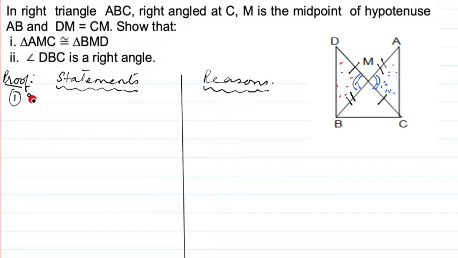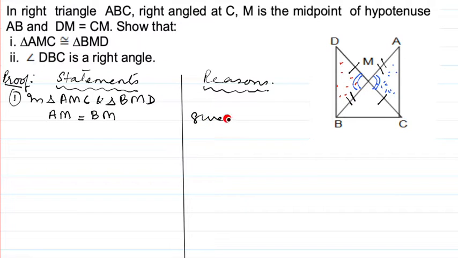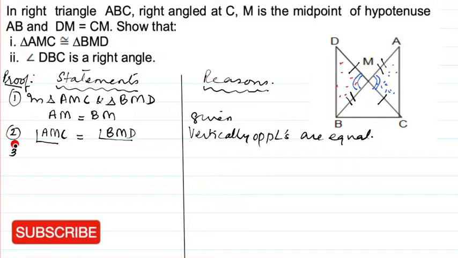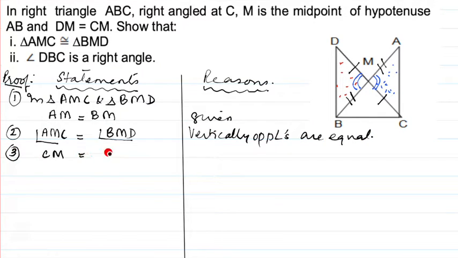Statement number 1. In triangle AMC and triangle BMD, the first statement we will write is M midpoint of AB, so we will say that AM is equal to BM, which is given. Statement number 2, angle AMC is equal to angle BMD. Statement number 3, CM is equal to DM, which is given.